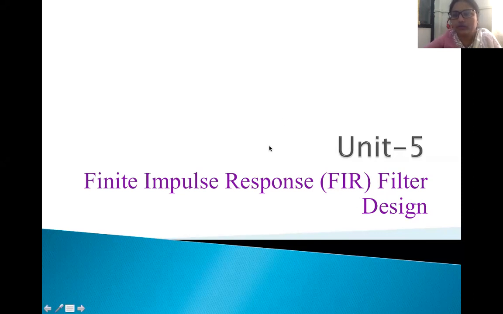Today we are going to discuss Unit 5, Finite Impulse Response Filter Design. So FIR filter design is what we are going to start today. Before starting Unit 5, let us discuss the syllabus.